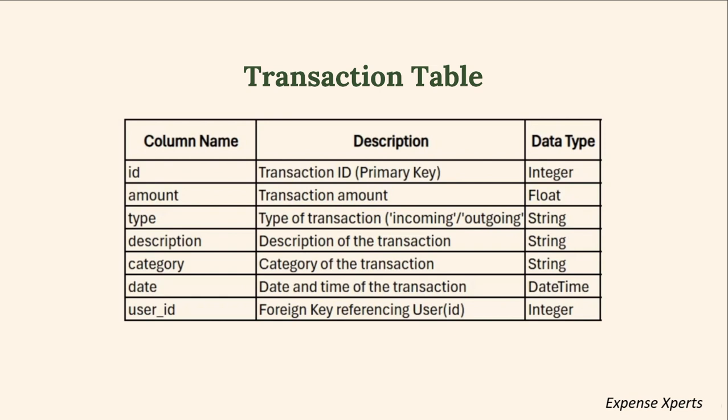Transaction table. It captures individual income or expense transactions. It has transaction ID as its primary key, and amount, type, description, category are the attributes. And user ID is a foreign key referencing from the user ID of the user table.